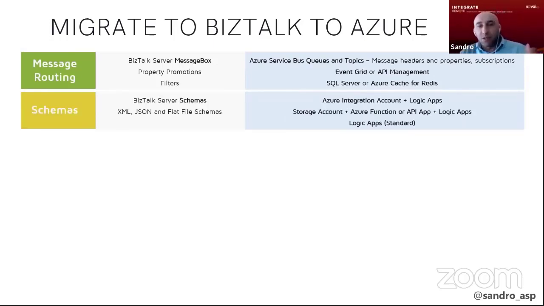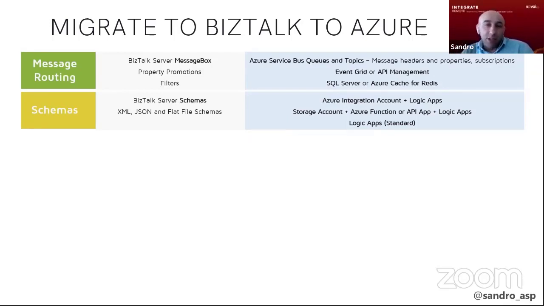Schemas, just to add the contract of the message. Well, it's quite simple. In BizTalk, we have BizTalk schemas. It supports XML, JSON, flat file schemas. So we have everything there. With Logic App, the first thing that you think of is the integration account. You need to have an integration account to store schemas. And then you need to use Logic App to validate the schemas, for example.